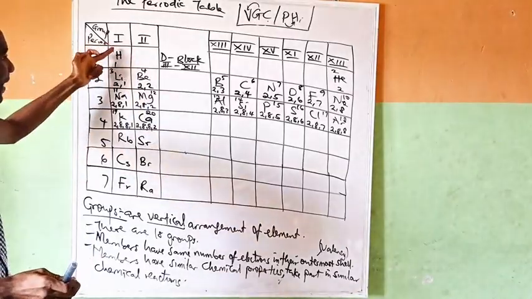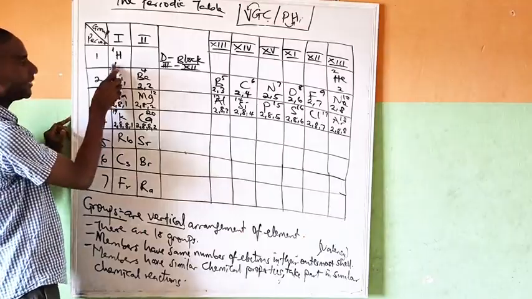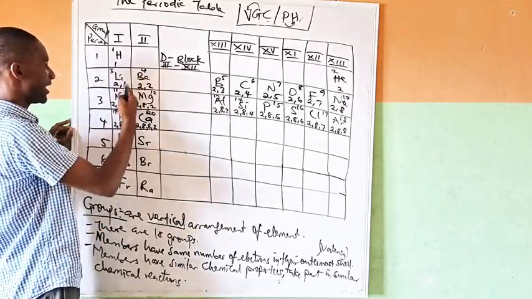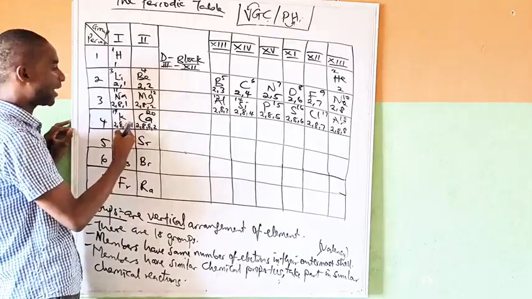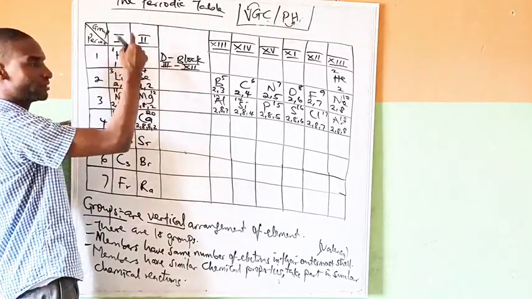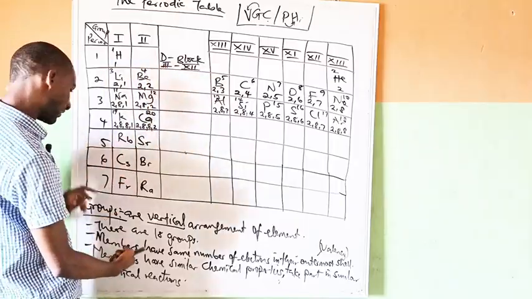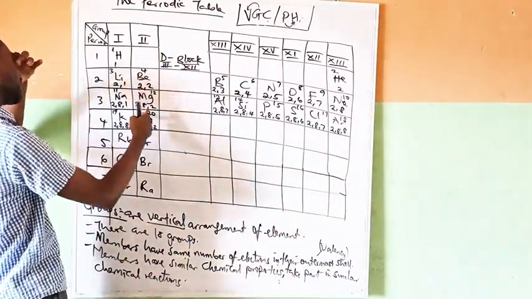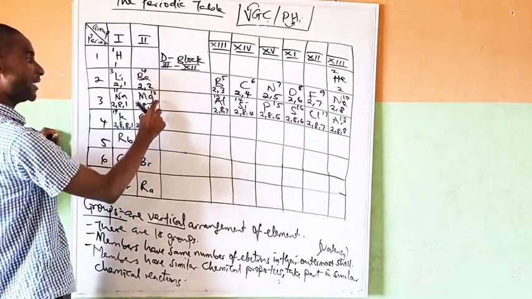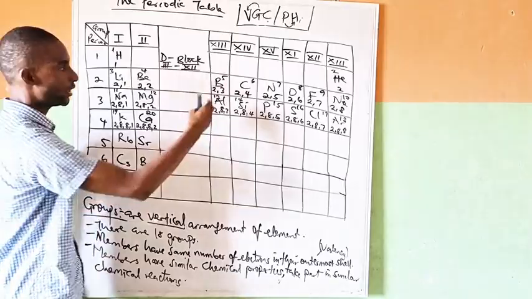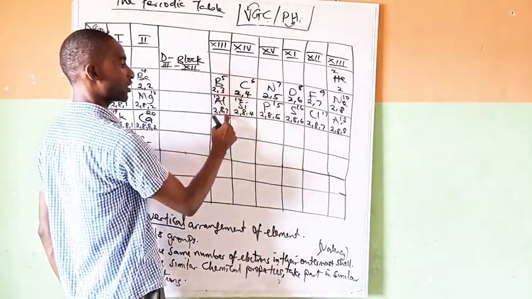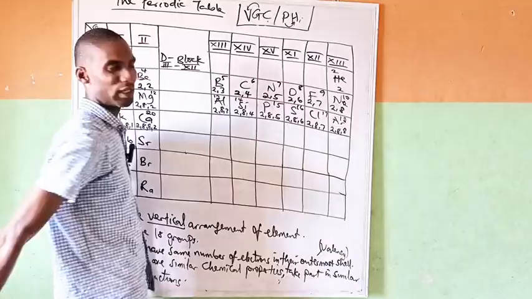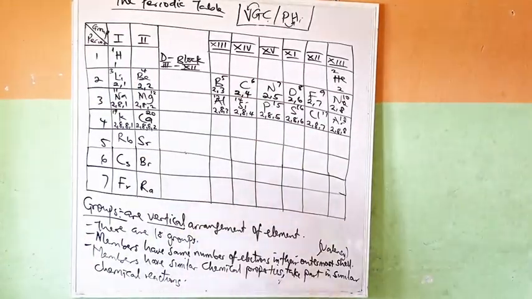Now, if you look at all the elements on this side, they end with 1 in their outermost shell. The same goes for every one of them. So those are group 1 elements. Elements in the same group have the same number of electrons in their outermost shell. Beryllium, magnesium, calcium, strontium all have 2 electrons in their outermost shell. Group 3 have 3 in the outermost shell, group 4 have 4, group 5 have 5, group 6 have 6, group 7 have 7, and group 8 have 8. So those are the groups.